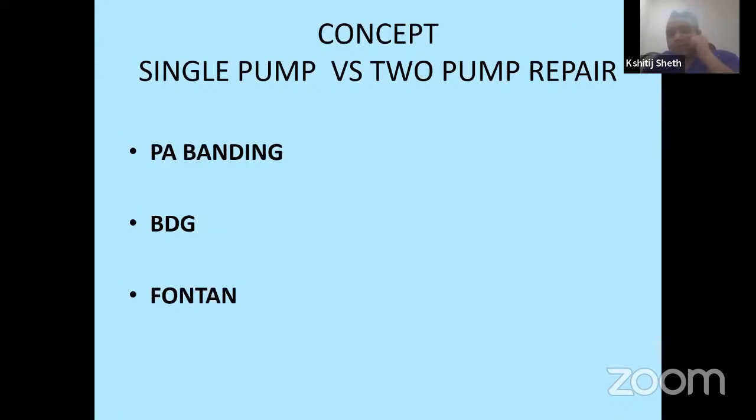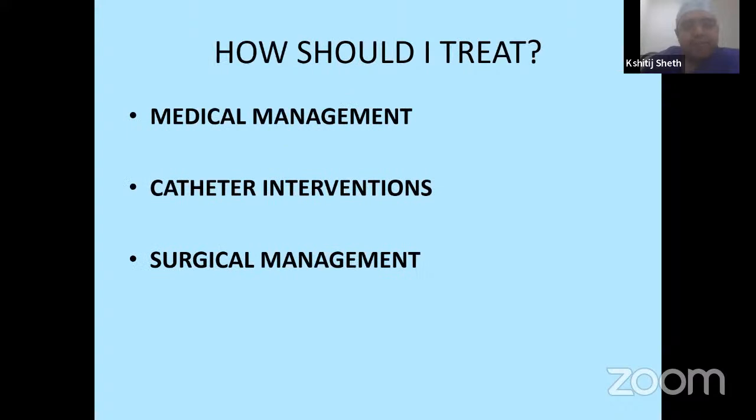Many of our patients present with single and two pump. I don't think I will go into details of single versus two pump. So whenever you see a patient and an echo report shows that he has a congenital heart disease, the question which always arises: should the child require only medical management? Should he require catheter intervention? Should he require surgical management?